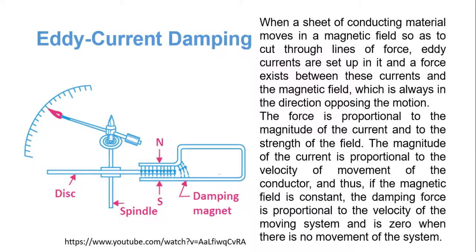Very important, and used almost everywhere in industries, is eddy current damping. You know that when a sheet of conducting or magnetic material moves in a magnetic field, it will cut the lines of force, and eddy currents are set up in the material itself, known as the eddy current effect. We are using that eddy current effect, which is always in the direction of opposition to the motion.